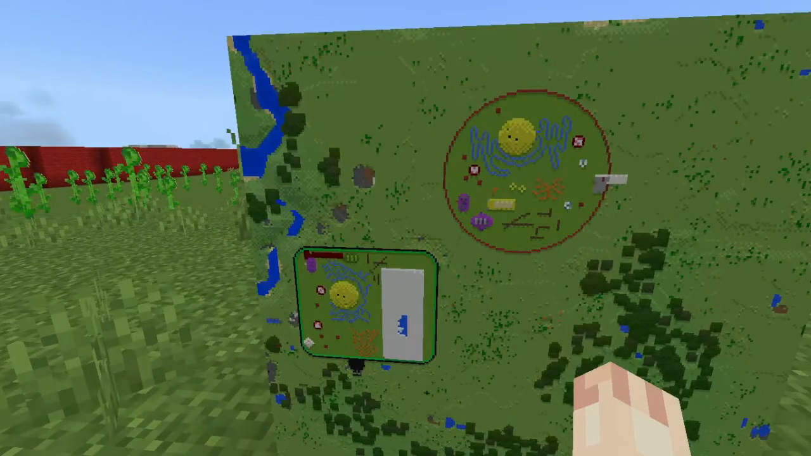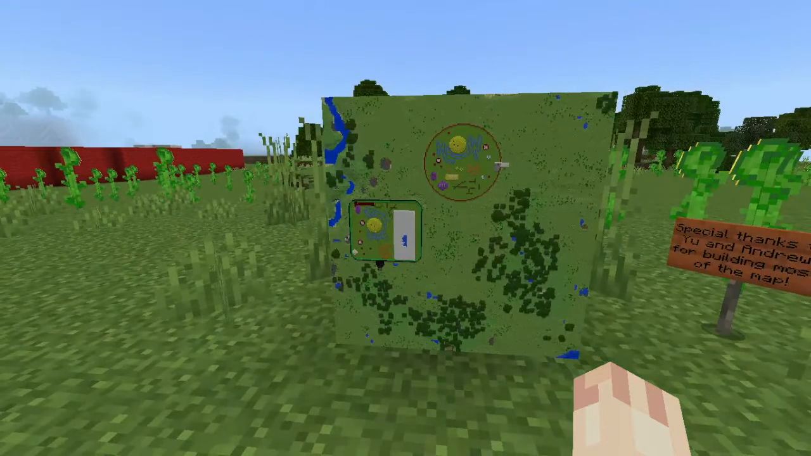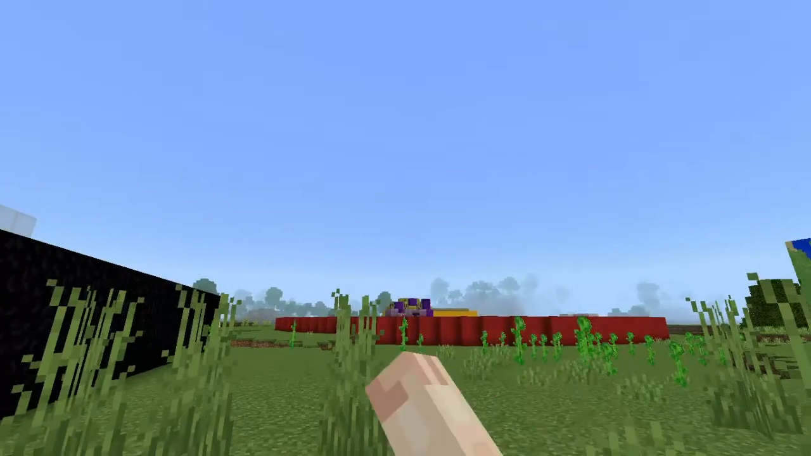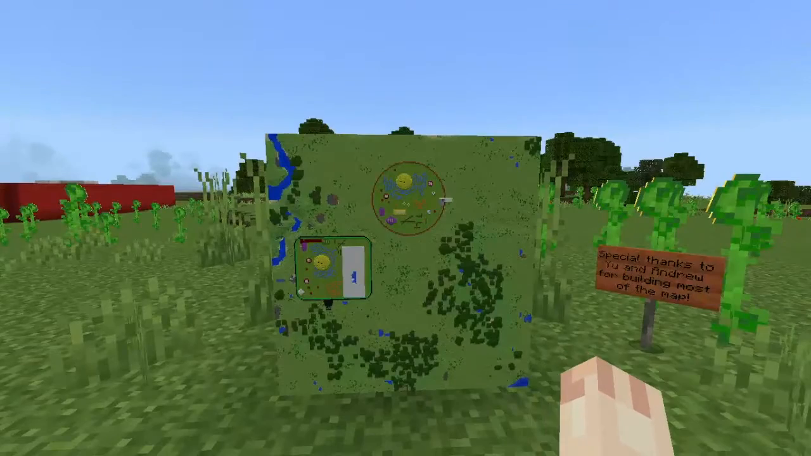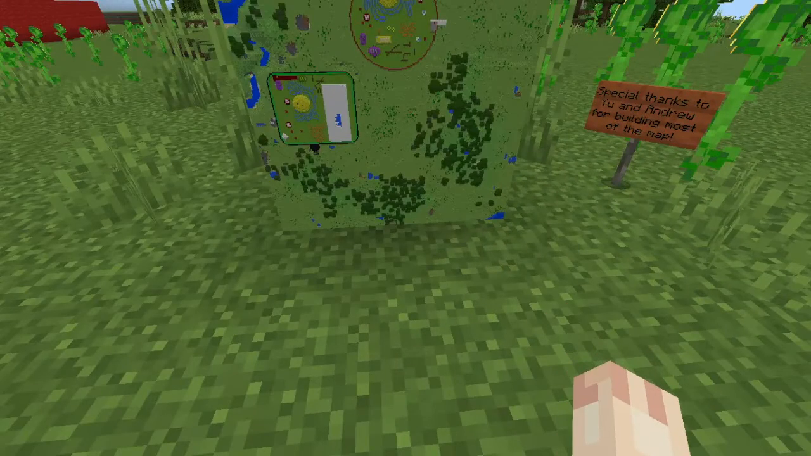Cells! The building block of life! Speaking of building blocks, welcome to Minecraft! The third dimension feels weird.